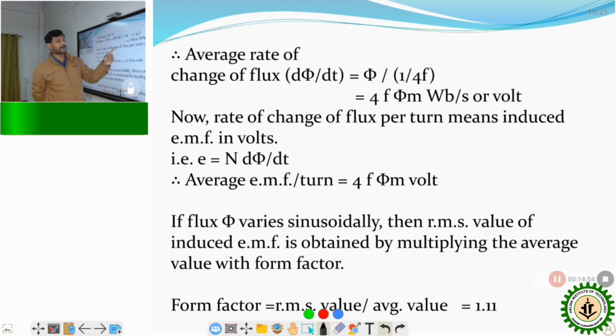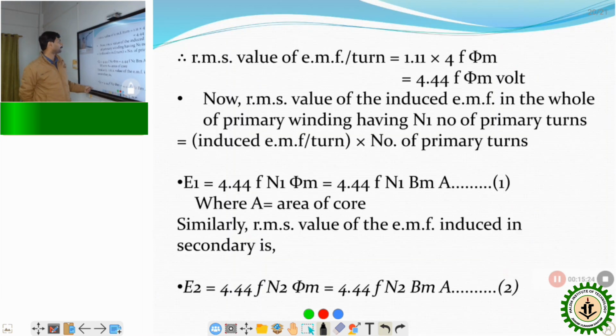Now the rate of change of flux per turn means EMF in volts. That is, E is equal to N d phi by dt. The average EMF per turn will be 4f phi m volt. If flux phi varies sinusoidally, then the RMS value of induced EMF is obtained by multiplying the average value with the form factor 1.11. The form factor is the RMS value divided by the average value, equal to 1.11. So the RMS value of EMF per turn is 1.11 times 4f phi m, which we derived in the previous slide, and it comes out to be 4.44 f phi m volt.